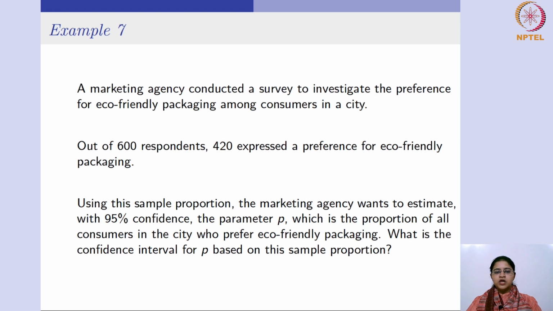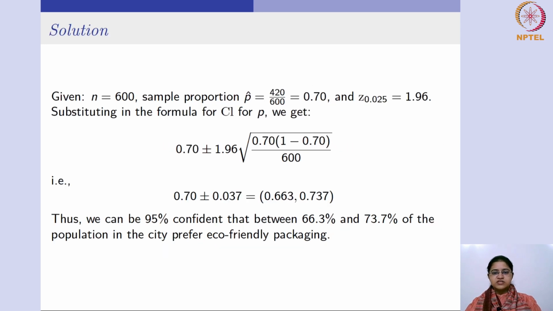Now what is given to you? You are given a sample size. You are also given the sample proportion because it is 420 by 600, and a 95% confidence level. So you know that n is 600, the sample proportion is 0.70, and z alpha by 2 would be 1.96. So here we can just simply substitute it. So 0.70 plus minus 1.96, that is the z value, and then here you will have the square root of 0.70 into 0.30 divided by n. If you simplify this, what you get is that the interval is 0.663 to 0.737.